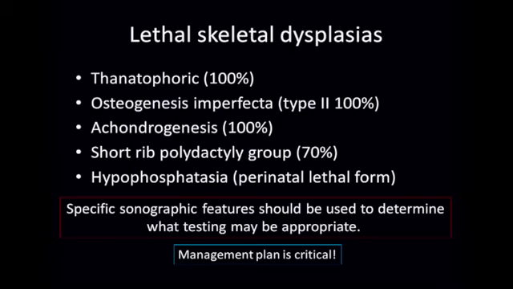Short rib polydactyly group contains a number of entities, not all of which are lethal, but many are. So we quote about a 70% lethality risk for that one. And hypophosphatasia has several subtypes, but there is a perinatal lethal form. And if you are aware of specific sonographic features, you can come to a more specific diagnosis with either of these.